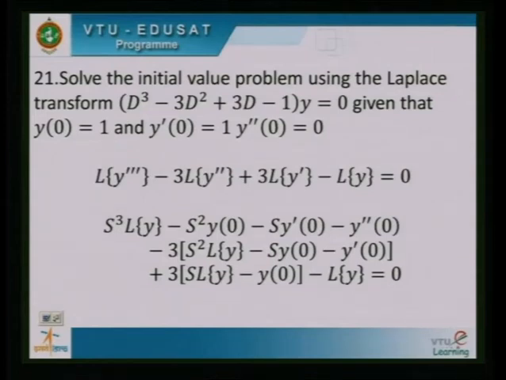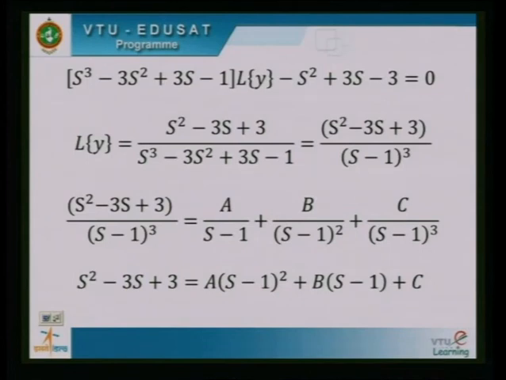L of y triple dash, if you apply the Laplace transform derivative formula, is s cube into L of y minus s square into y of 0 minus s into y dash of 0 minus y double dash of 0, minus 3 into s square L of y minus s into y of 0 minus y dash of 0, plus 3 into s into L of y minus y of 0, minus L of y equal to 0. After applying the derivative formulas, now you can use the initial conditions y of 0 equal to 1, y dash of 0 equal to 1, y double dash of 0 equal to 0, and substitute. We get s cube minus 3s squared plus 3s minus 1 into L of y minus s squared plus 3s minus 3 equal to 0, after substituting the initial values.